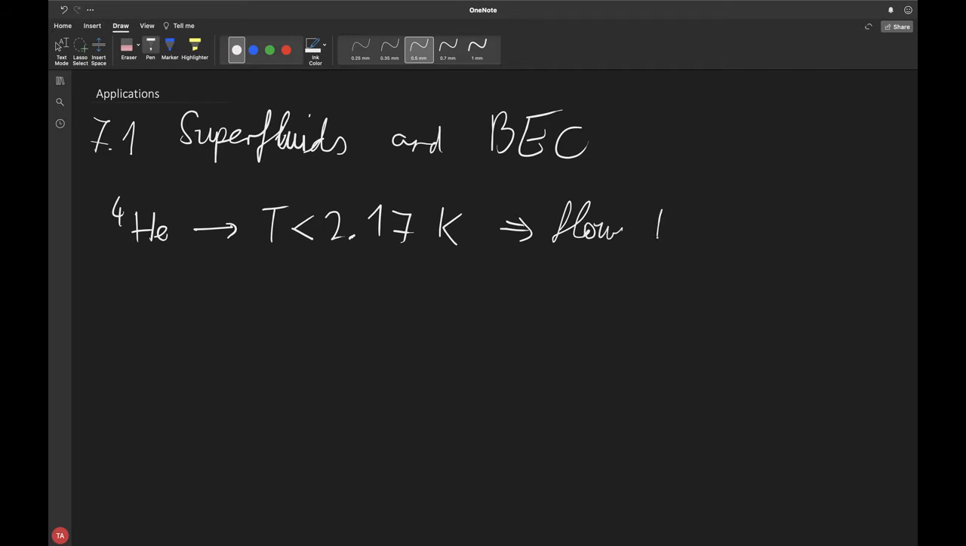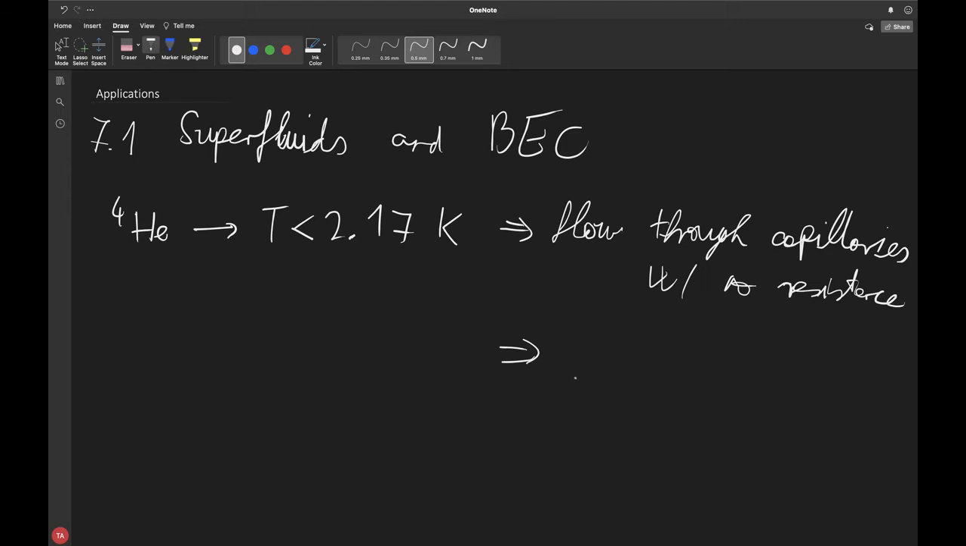Flow through capillaries with no resistance. It also exhibits the so-called fountain effect, whereby a beaker of superfluid spontaneously empties itself. That's also a cool video to see. Fountain effect.